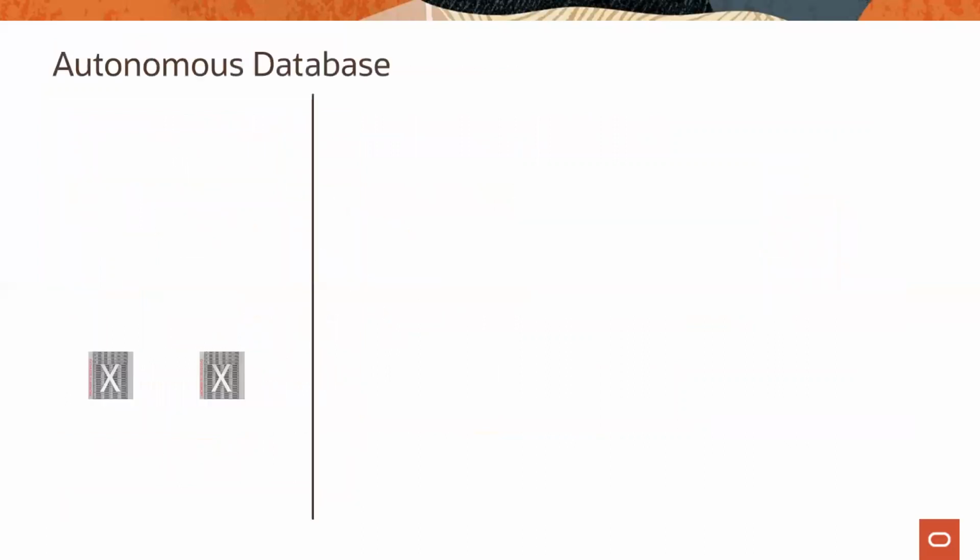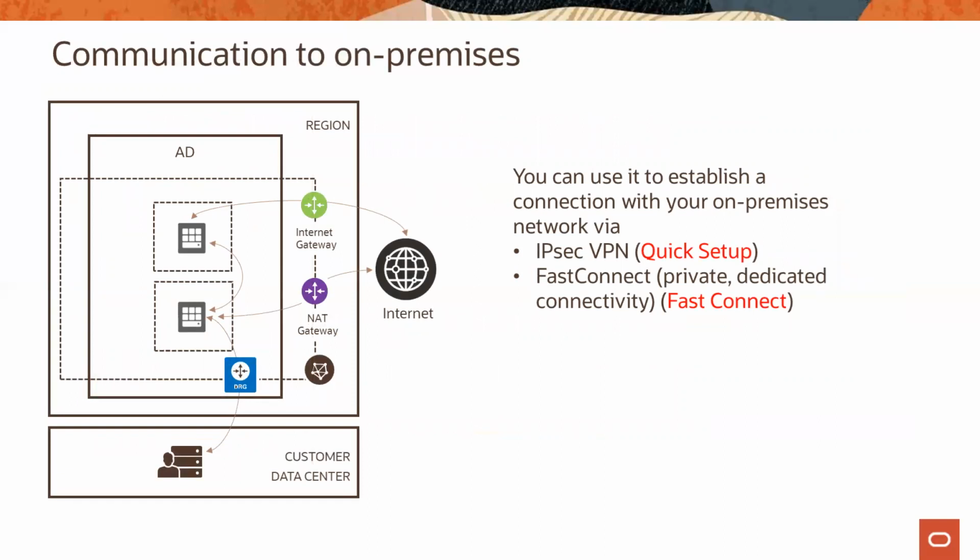Okay, and here is the communication part. To communicate with your on-prem, you have two main types of connection: IPsec VPN and FastConnect. With IPsec, you use a VPN connection. It's a quick setup. There are no physical connections here, you just have to do some configuration. So it's very quick, and it can be used for demos, proofs of concept, or anything like that.